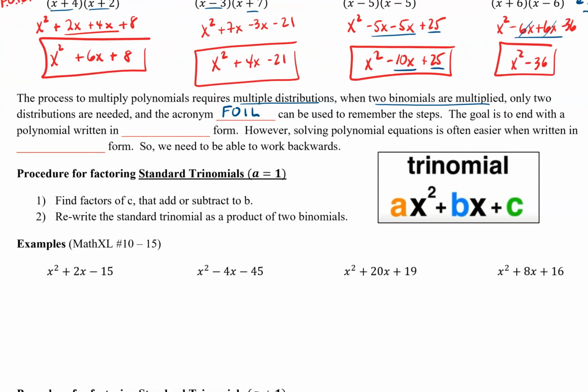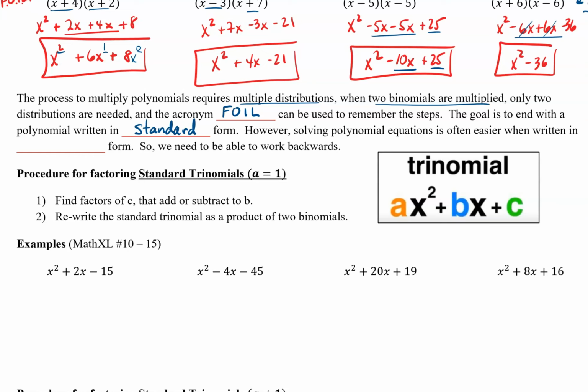Now our goal with foiling and even larger distributions is to end with a polynomial that's written in standard form. We talked about standard form in class. That's where we have all of our like terms combined, and we report our resulting monomial terms with the largest exponent first, in decreasing order. So we had an x squared, x to the first, and we even talked about x to the 0 power being a placeholder at the end here. And we can see the exponents have now decreased.